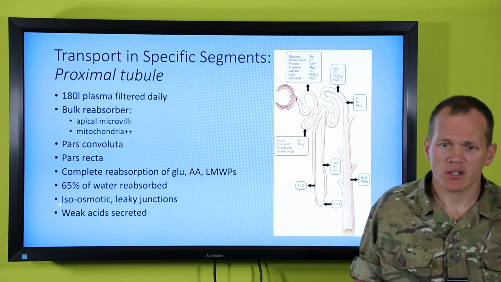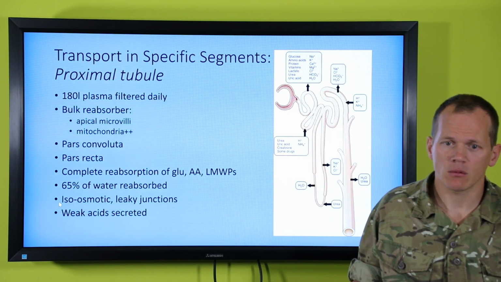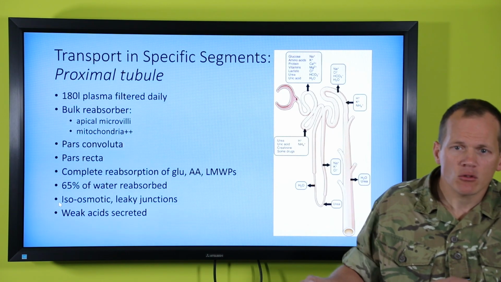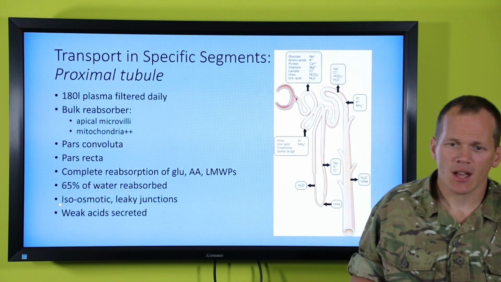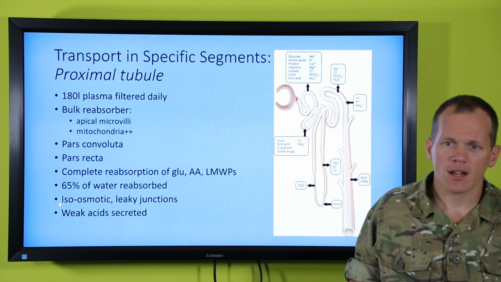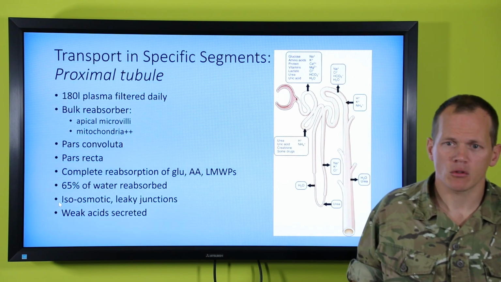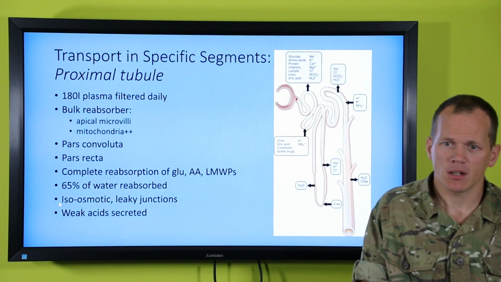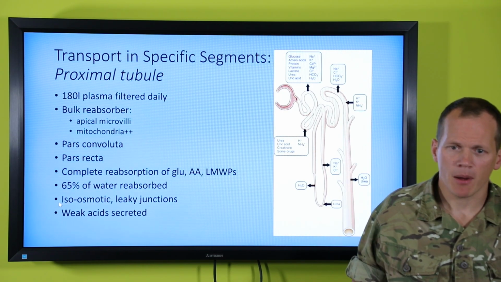Your proximal tubule receives about 180 litres of plasma per day into it. And it's a bulk reabsorber. It drags most of those things back. To do that, it has a sort of convoluted surface. It has villi within it. And it also has lots of mitochondria because it's very active, pumping, with some active transport, pumping some of the things back that you want to keep back.